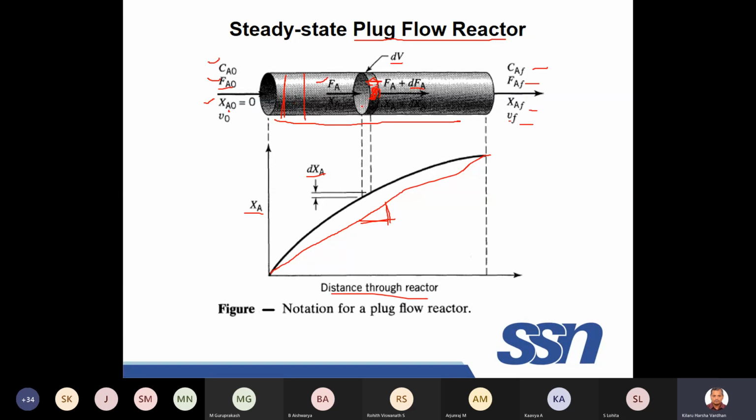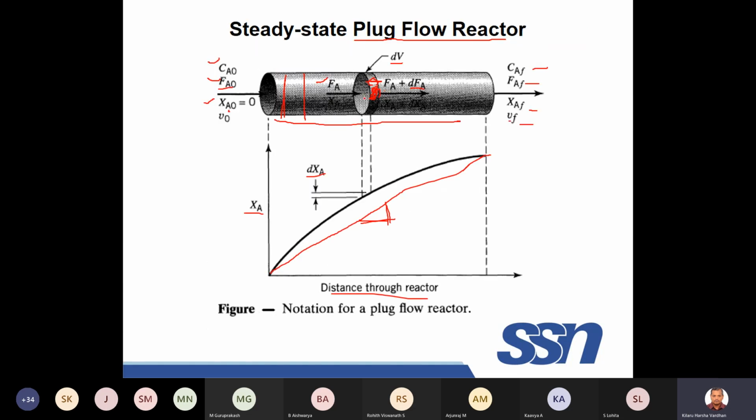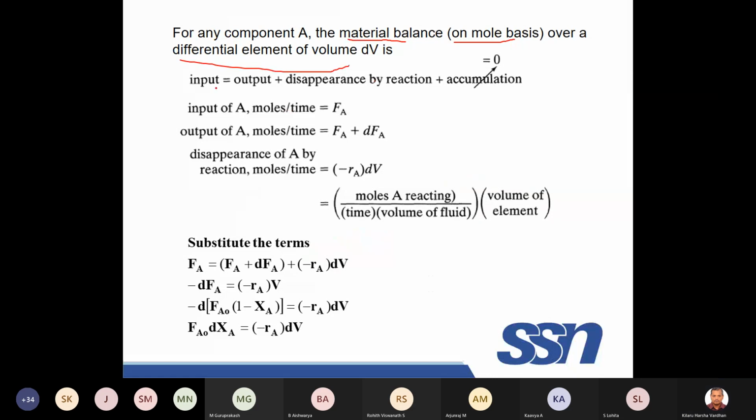Here we do a mass balance, right? So in that, for any component A, the material balance on the mole basis over a differential element dV. So this is the differential element dV. Again, input, output, disappearance, and accumulation. Again, here the rate is there, because with time it changes.